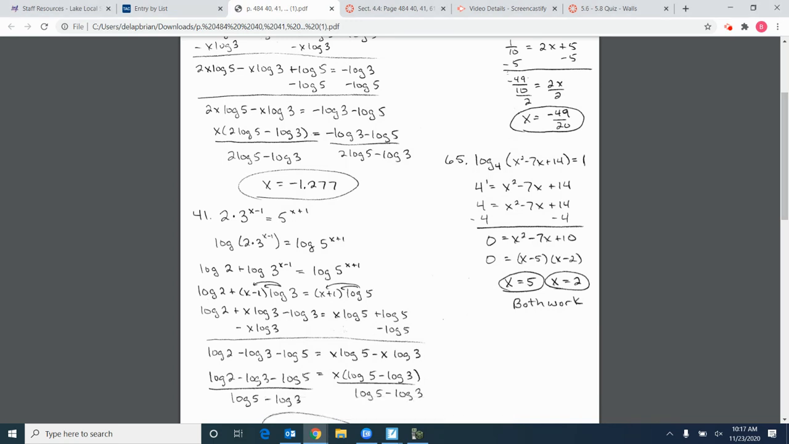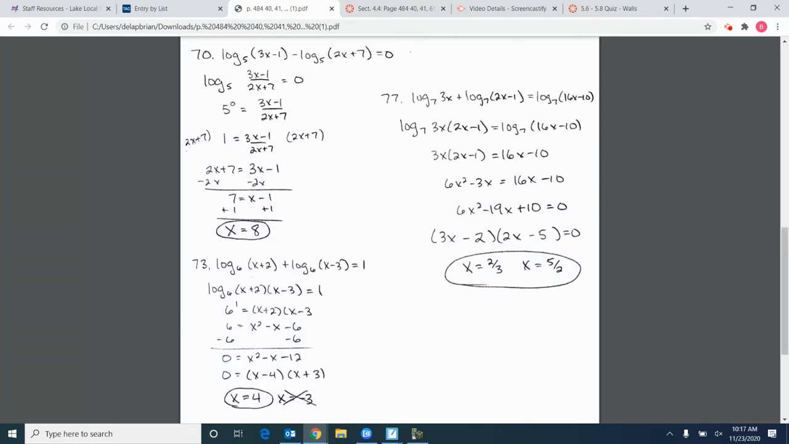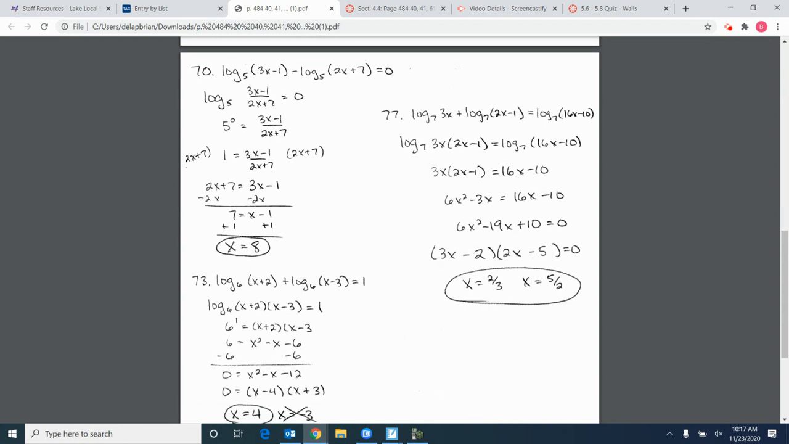65, 5 and 2. Jacob, what'd you have? I had 2 and 4. Because I think you had a 0 here, didn't you? Yes. All right. And let's see, 70 should be 8 when you're done.